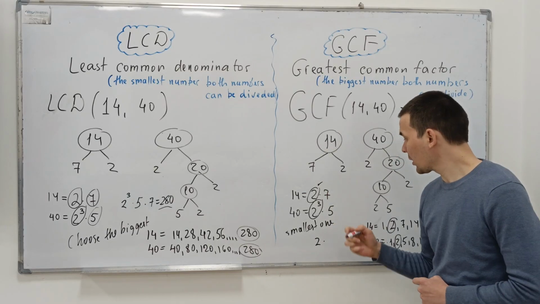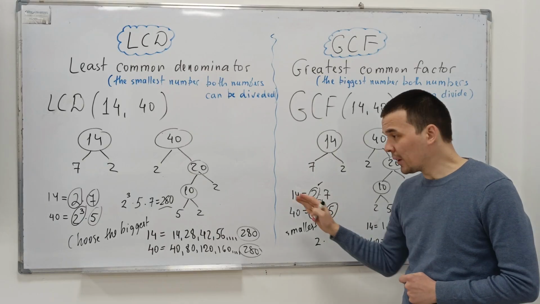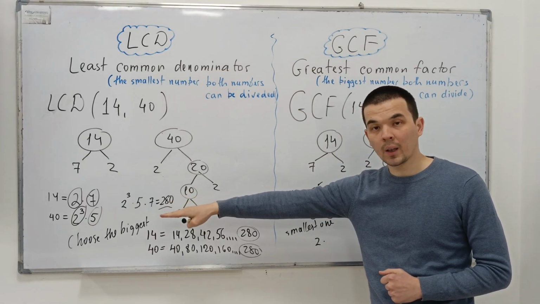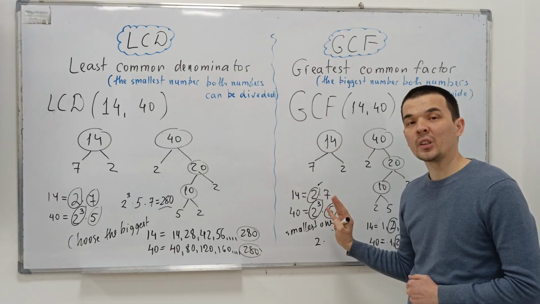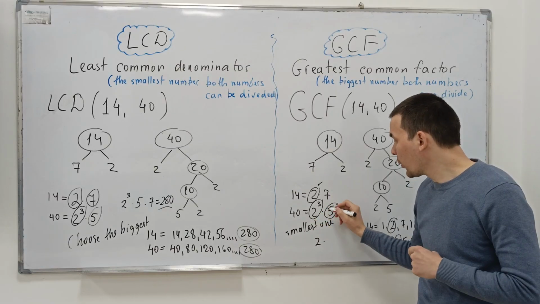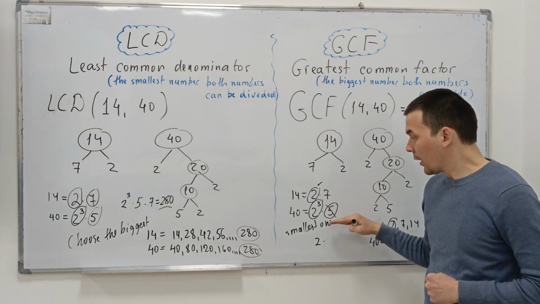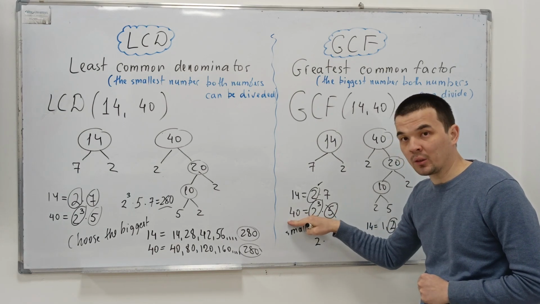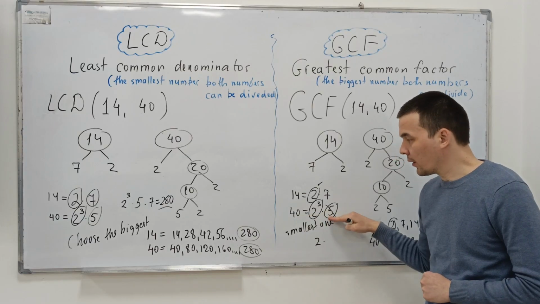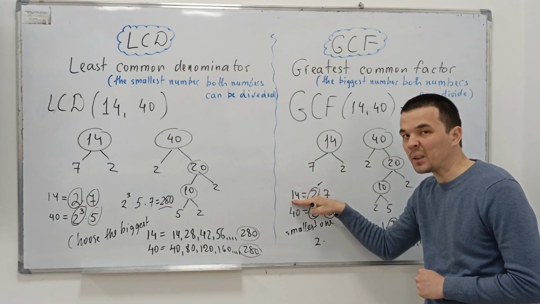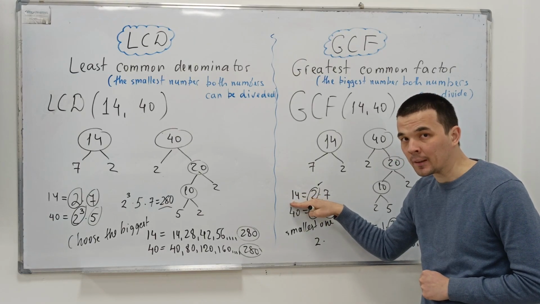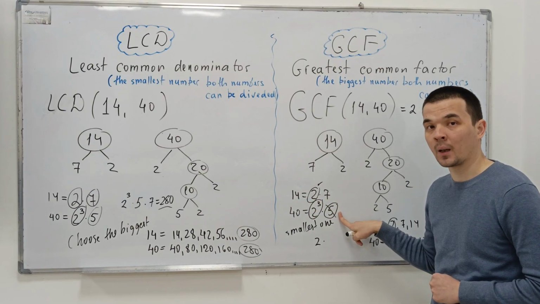Okay, the next question, what about 5? If you remember, on the LCD, we chose the number 5. However, for GCF, please keep in mind, we cannot choose 5. Why? Very good question, because 5 can be divided into 40. However, 5 cannot be divided into 14. That's why we cannot take 5.